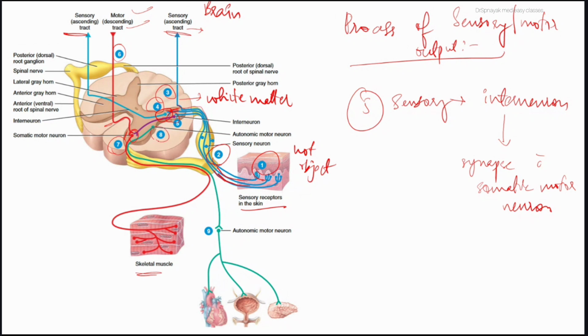Then in the eighth process, we have a motor output from the spinal cord and that motor output is received in the ninth step, which is the autonomic motor neuron, and this further acts on the cardiac muscles, the smooth muscles, and glands.